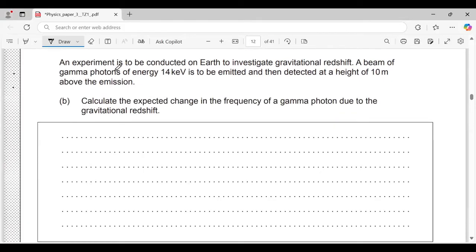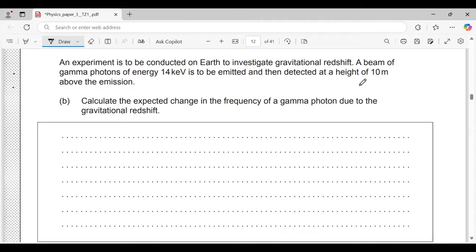An experiment is to be conducted on Earth to investigate gravitational redshift. A beam of gamma photons of energy 14 kiloelectron volts is to be emitted and then detected at a height of 10 meters above the emission. Calculate the expected change in the frequency of the gamma photon due to the gravitational redshift.